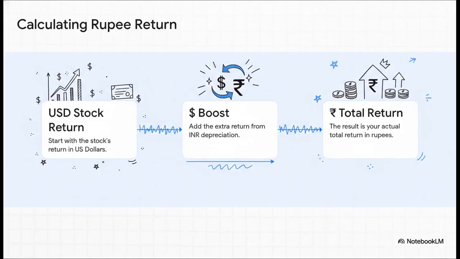And figuring out your total return is actually a really simple three-step process. First, you start with the stock's performance in good old US dollars. Then, you add in that extra kick you get from the dollar getting stronger against the rupee. And boom, what you get is your real total rupee return.